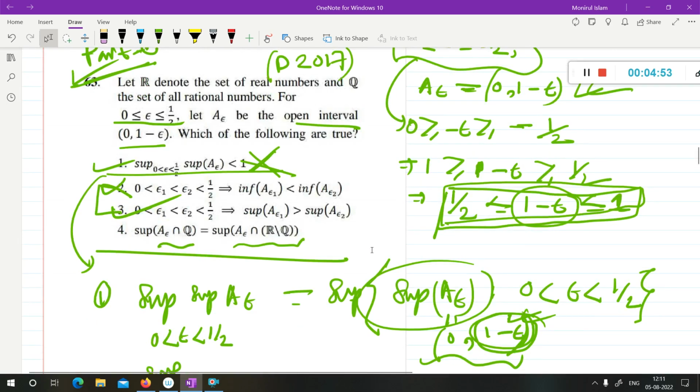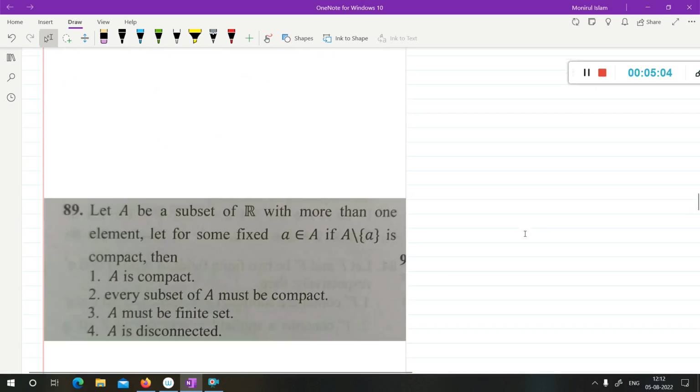So in this question, card is 3 and 4. So this is a nice question. This is a partial question, and this question was asked in December 2017.